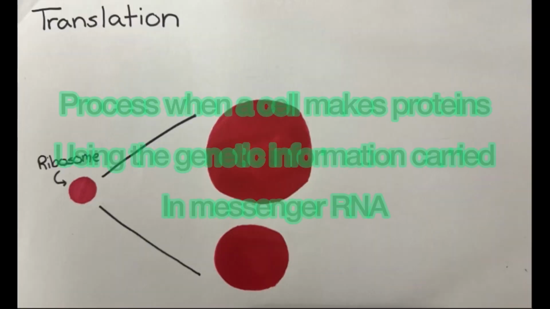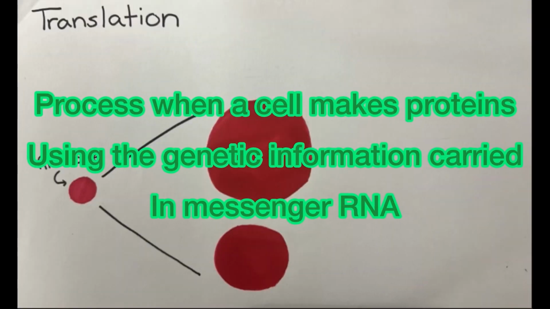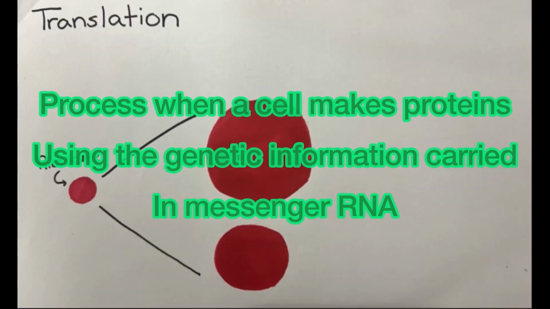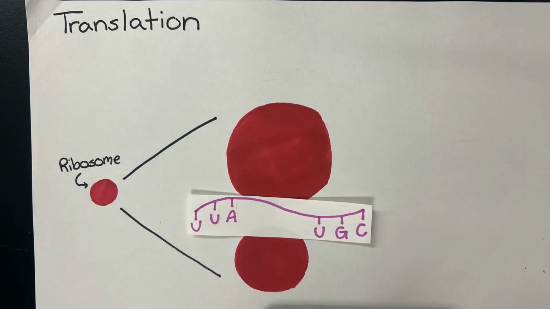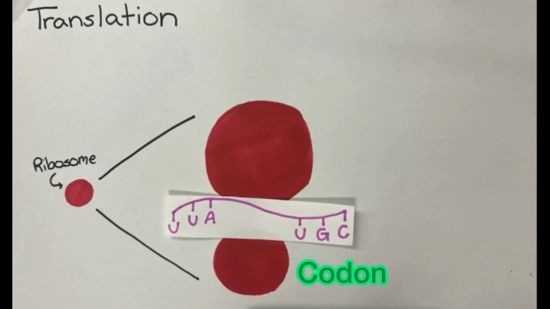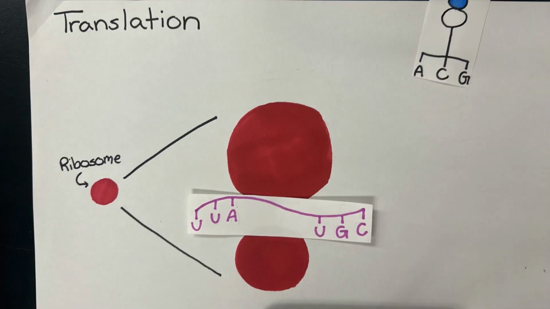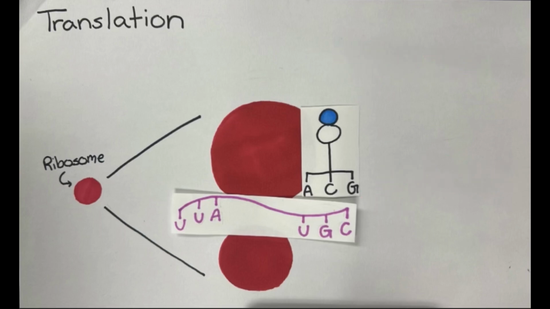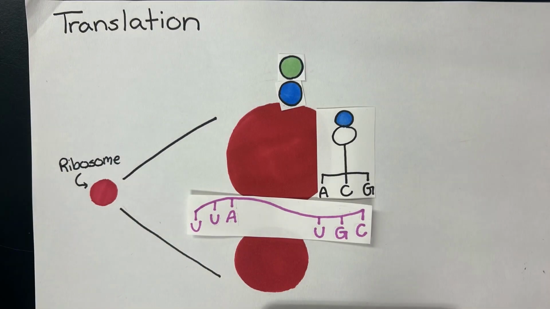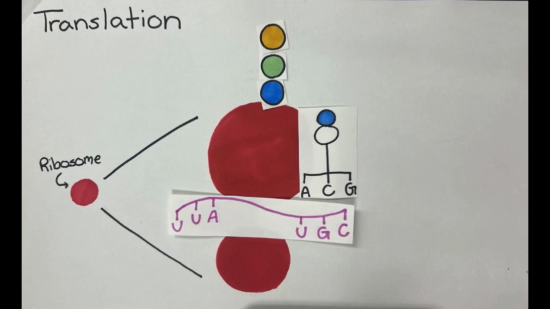Next comes translation. Translation is the process when a cell makes proteins using the genetic information carried in messenger RNA. Ribosomes section off the messenger RNA, making codons. Then, transfer RNA brings an amino acid and an anticodon and attaches to the codon. This process happens multiple times with different tRNA connecting with different codons, and slowly the amino acids start to stack up and create a protein chain.